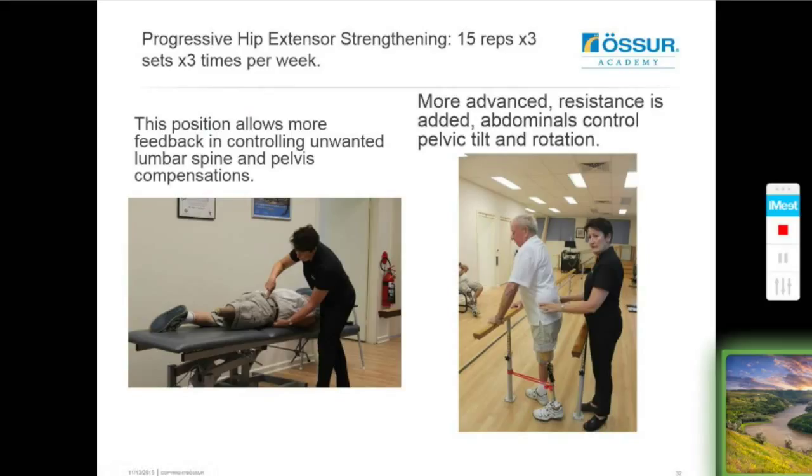Once we've done our stretches, we need to have hip extensor training happening, and when we're doing strengthening of muscles, we need 15 reps, 3 sets, 3 times a week. That's what I tell my clients they need to do to start strengthening their muscles. We can start doing it even before a prosthesis is applied in this position.